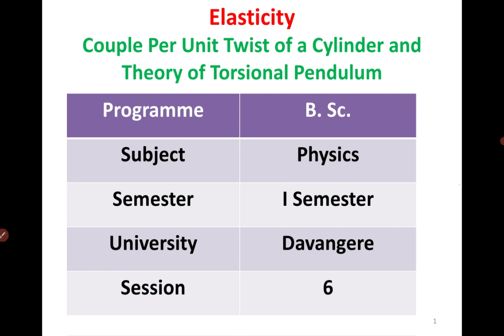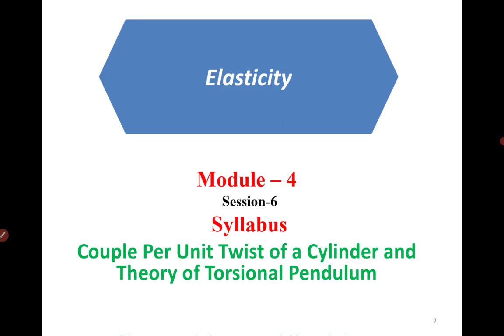We are in session 6 of the Elasticity chapter. In this chapter, we are going to discuss the couple per unit twist of a cylinder and the theory of torsional pendulum.